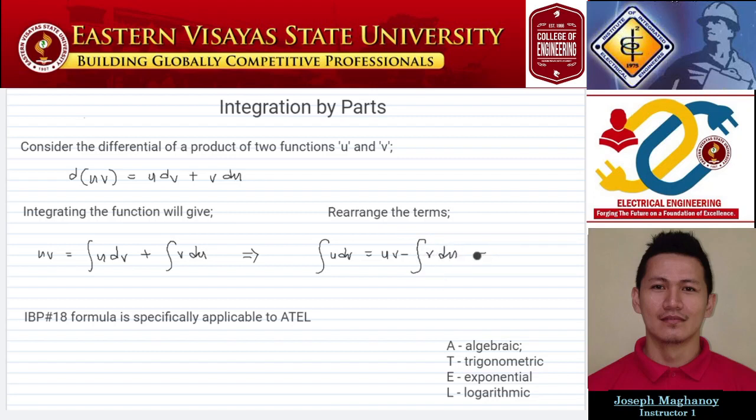Now we call this IBP number 18. So this is our number 18 formula in integral calculus. IBP stands for integration by parts, formula number 18. So the IBP 18 formula is specifically applicable to ATEL. What's ATEL? ATEL stands for algebraic, trigonometric, exponential, and logarithmic functions.